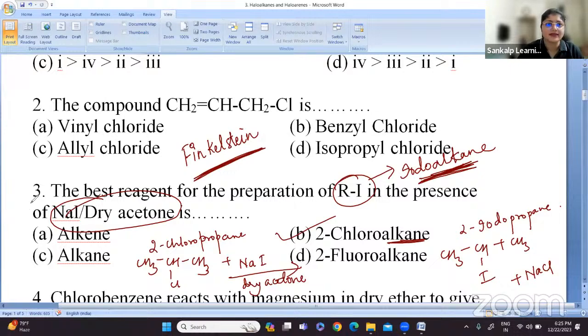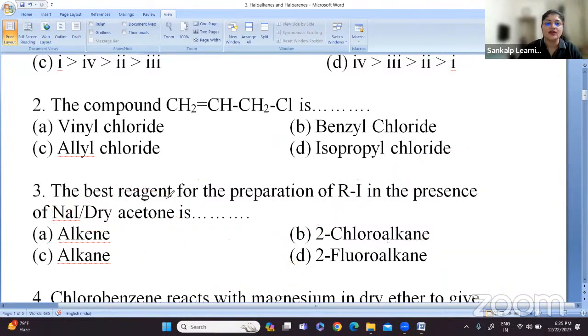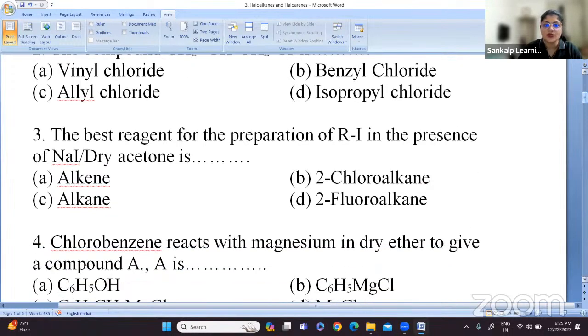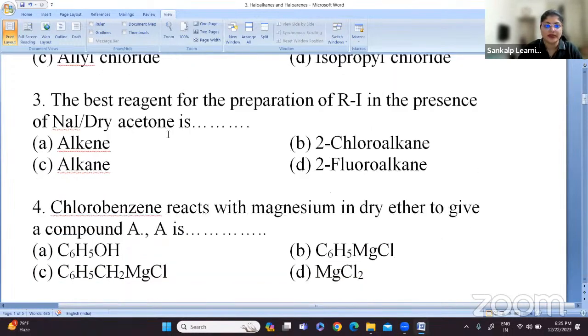So mark this as very important, Finkelstein reaction. There can be a question either in this way or it will be direct. So this was an indirect question, right? The question can be asked directly also or indirectly also. So you can expect it in both ways.